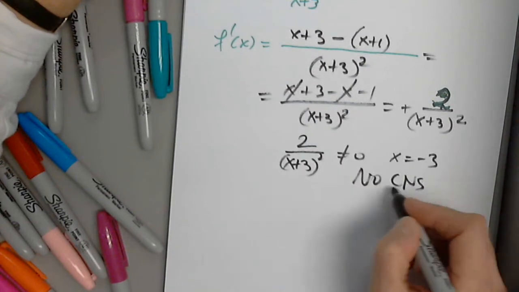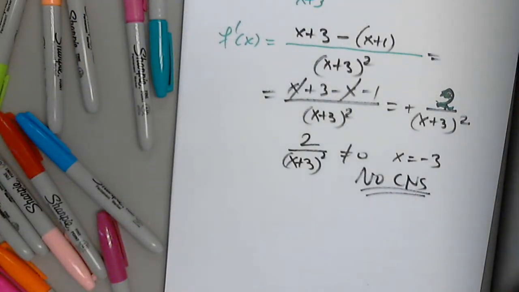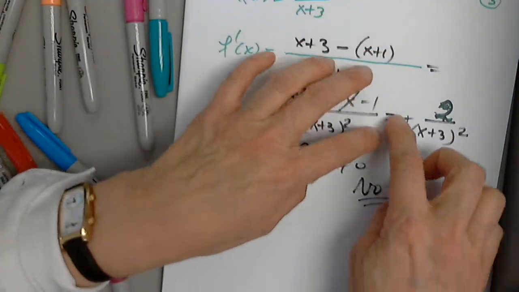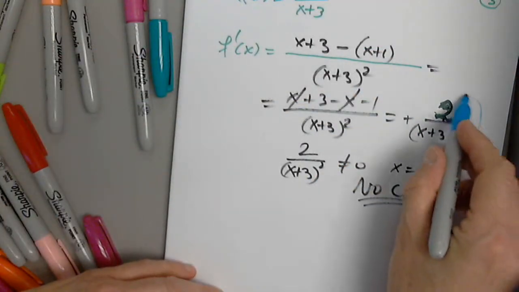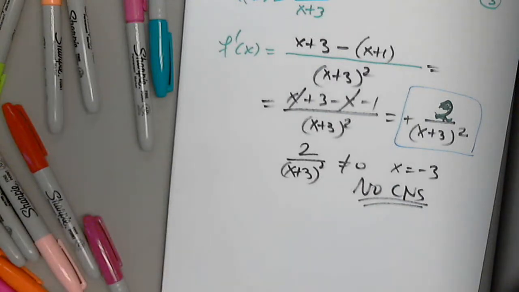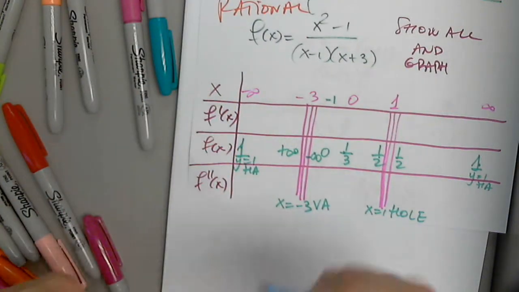No critical numbers whatsoever, which means definitely the function does not have what? Max or min. If it has no critical numbers, you cannot have max or min. Excellent. Very good. Can anyone give us the sign of this expression? Forever and always. Excellent. That's all I have to do.